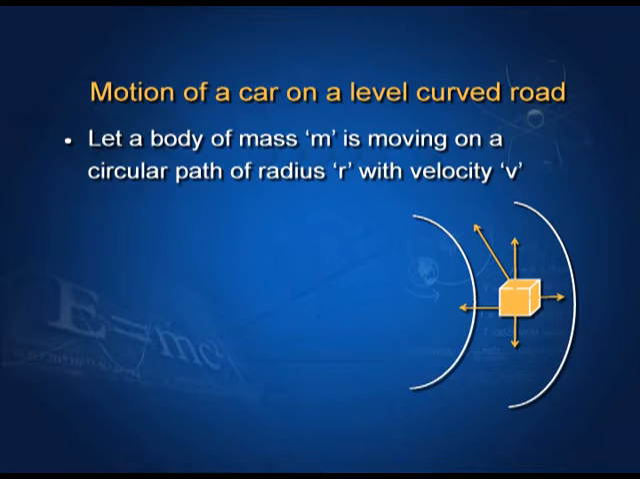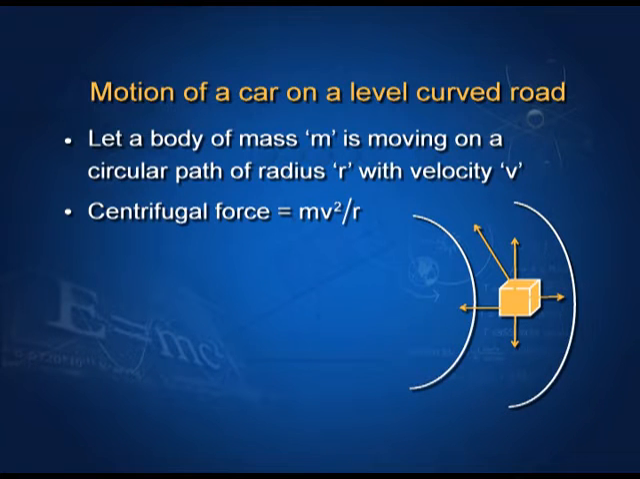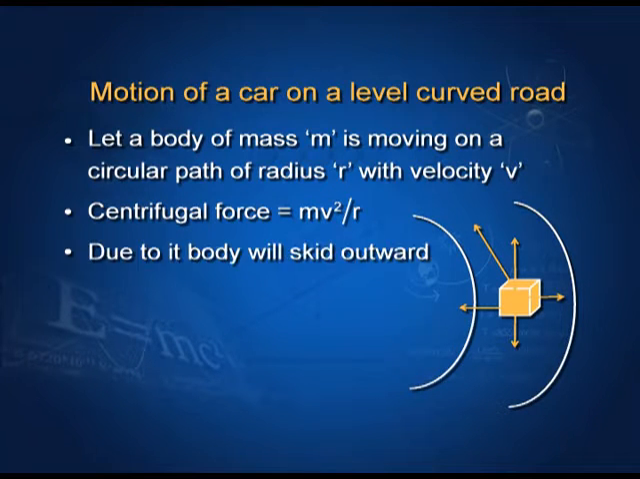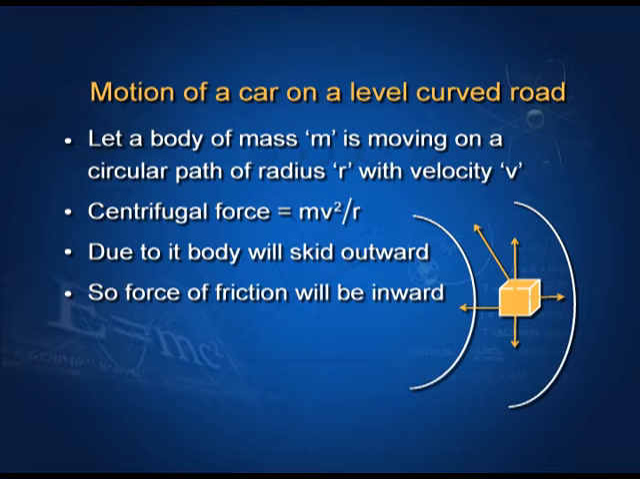Now, we will discuss motion of a car on a level curved road. Let a car of mass m be moving on a circular path of radius r with velocity v. As the car cannot bend, how does it obtain the centripetal force? Centripetal force required will be mv square upon r. Due to the absence of a source of centripetal force, this car will tend to skid outward. So, the force of friction will be in the inward direction.